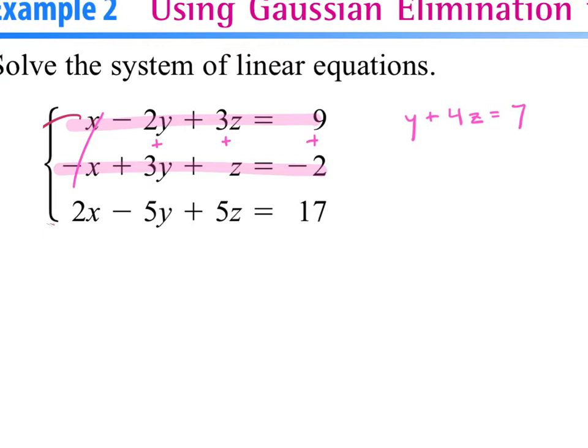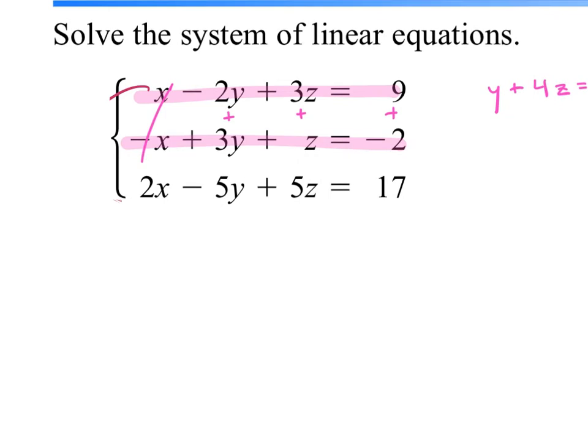Now we already worked with the first 2. We just have to work with a different pair. So one of them is going to be repeated, but we can't do the same 2 again because that would give us the same thing. But we have to cancel out x. Since we canceled out x to start, we want to cancel out x again. So which 2 do you want to work with now? The first and the third, or the second and the third? The first and the third.